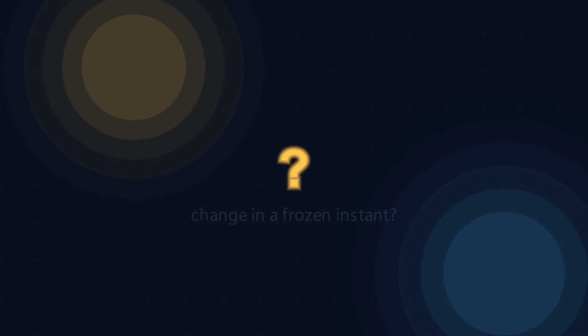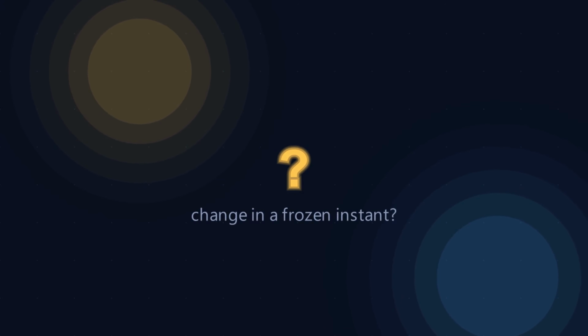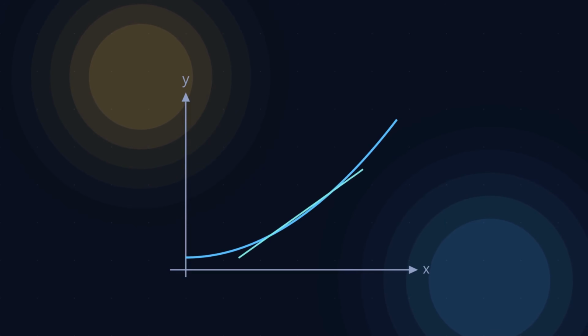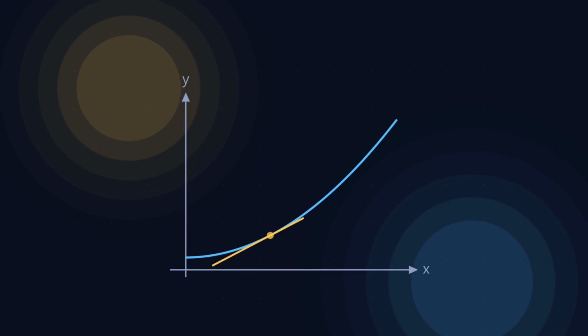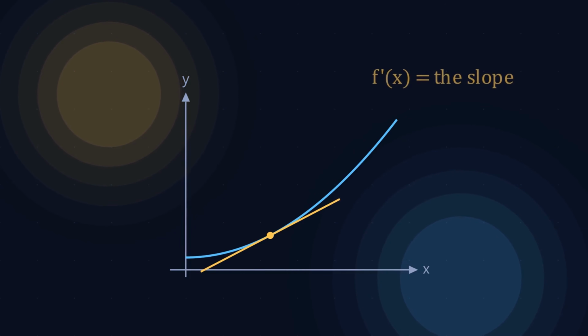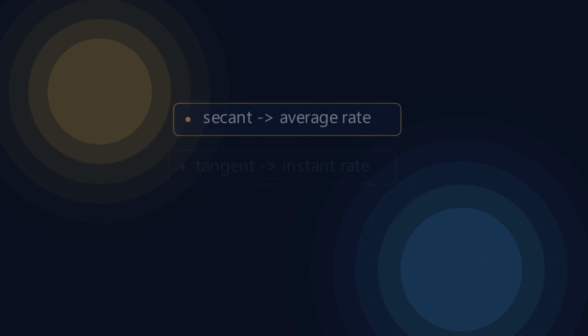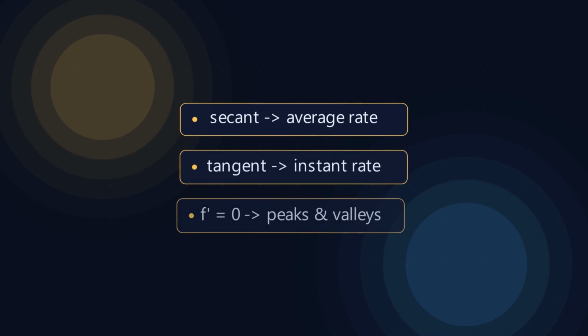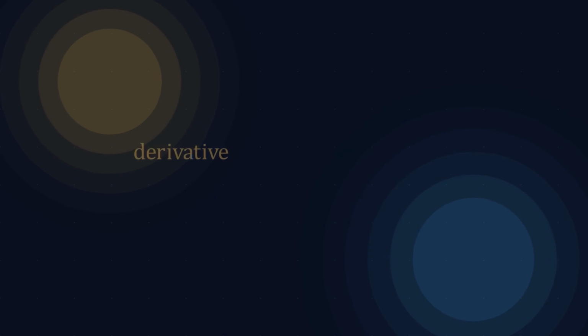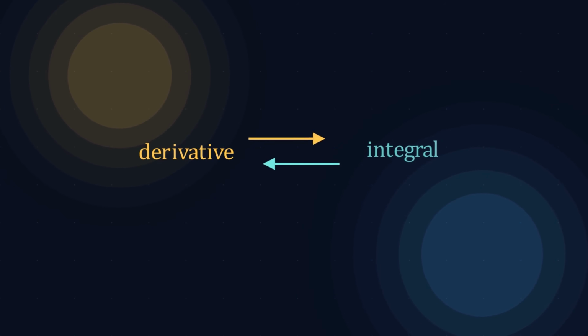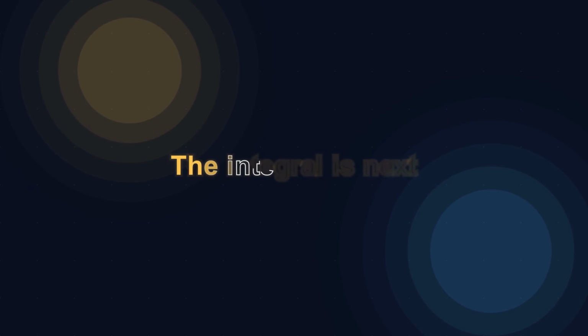We began with a paradox. How do you measure change in a single frozen instant? The answer was to sneak up on it with a limit. Zoom in on a curve until it becomes a straight line, and measure that line's slope. That slope is the derivative, the instantaneous rate of change. From one honest question came a tool that describes the shape of change itself. There is a mirror image to all of this, called the integral, but that is a story for another video.